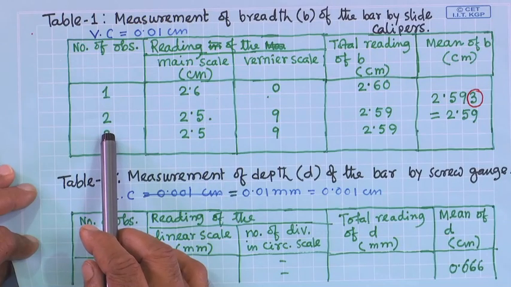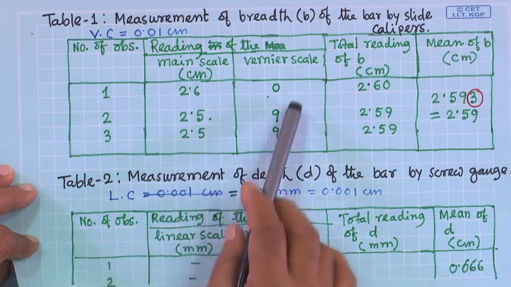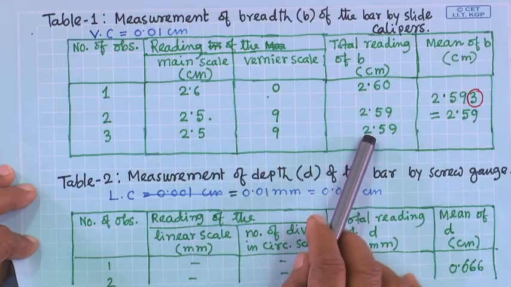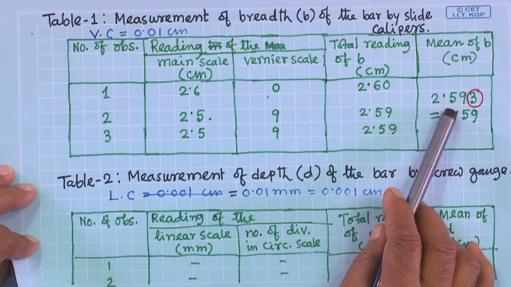Another reason is that the length of the scale is around 1 meter, 100 centimeter, so its breadth may not be perfectly uniform everywhere. That is why we should take readings at 2, 3, 4 places and then take the average. That is the reason we have taken 3 observations. This is the main scale and vernier scale reading and the total here.